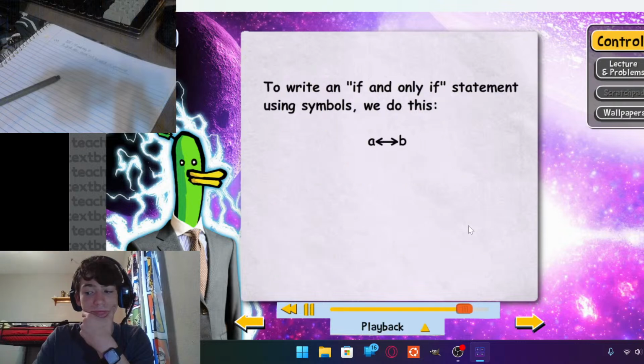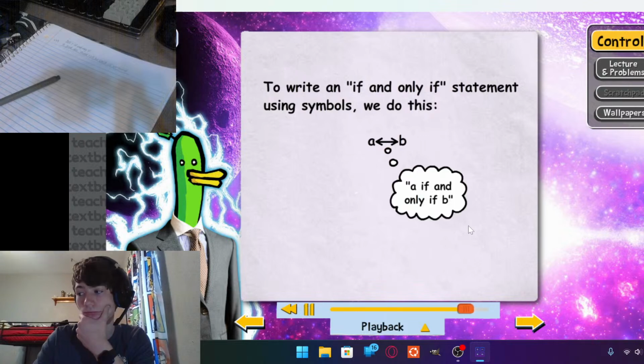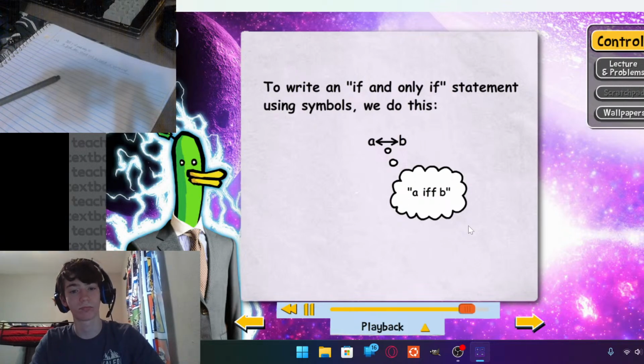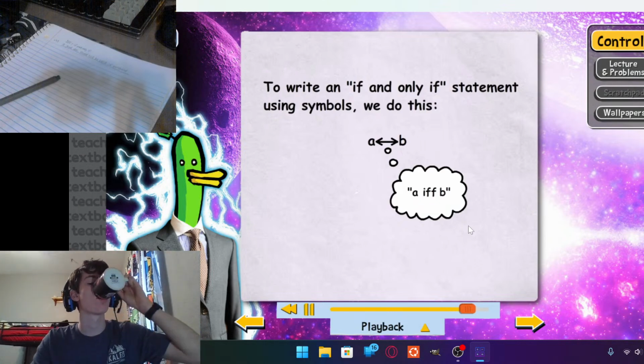A and B, but instead of an arrow going toward the right, the arrow would go both directions. And so this means A if and only if B. And we could just write it as A iff B. That would work too. Now let's go back to the proof that we had at the beginning of the lesson.